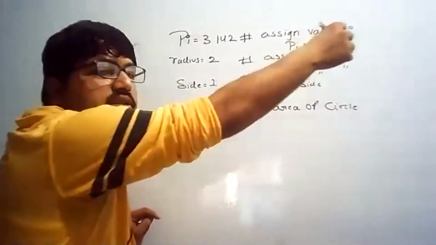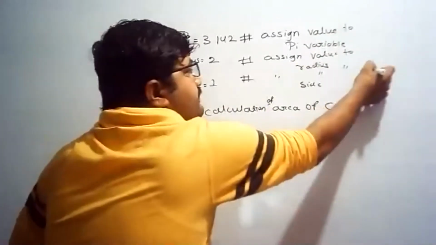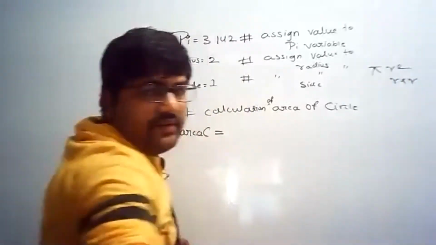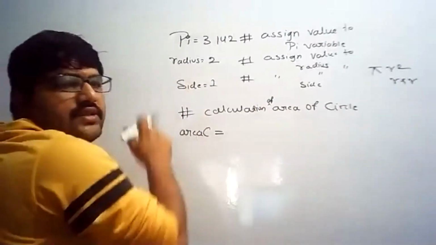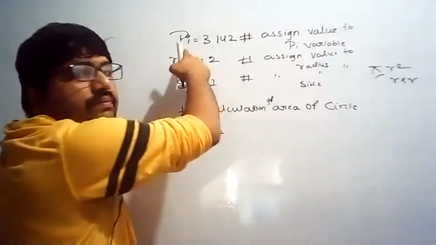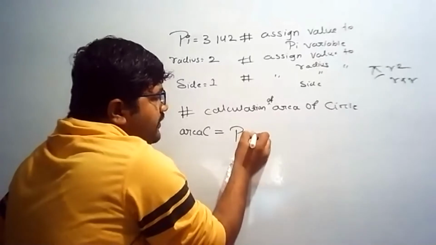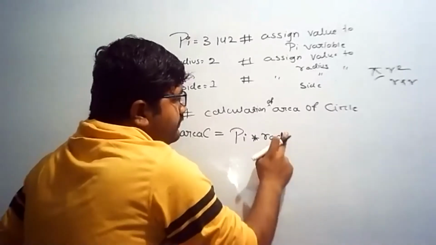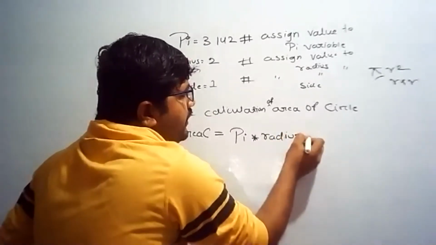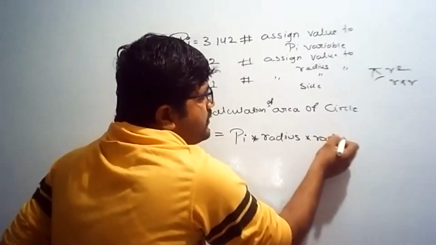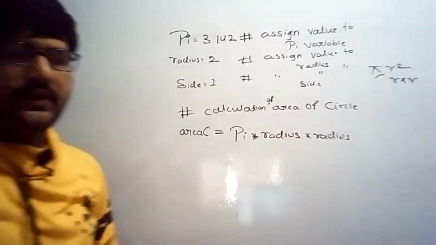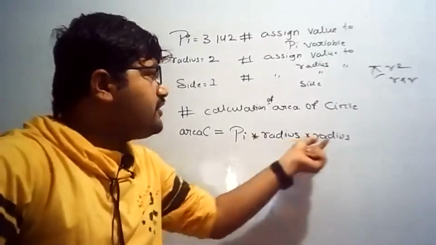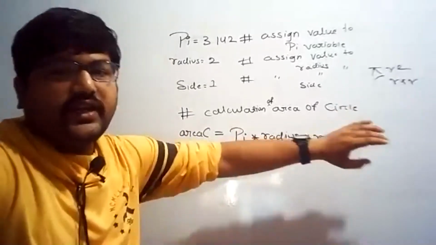I need pi r square. What do you mean by r square? R into r. Instead of r, what have I taken? Radius. Instead of pi, what have I taken? Pi. So pi into radius into radius. Am I right? Is it correct, my dears? If it is correct, raise your hands.